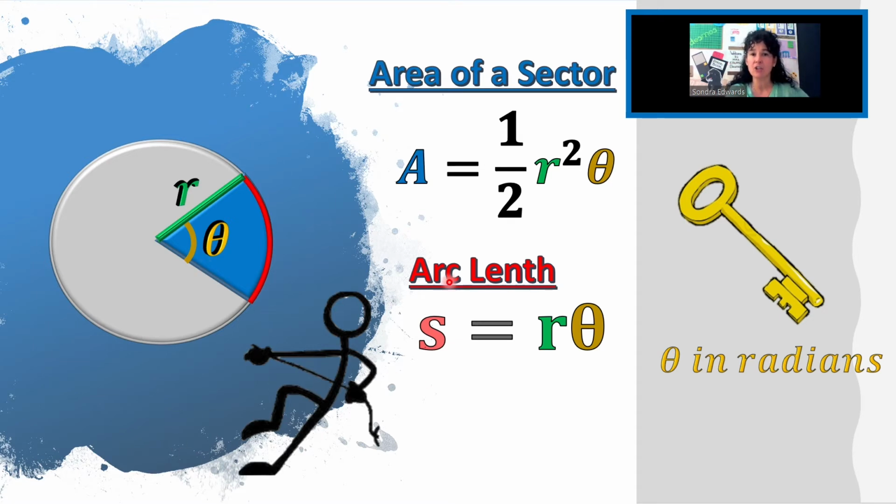Okay, moving on to arc length, the variable S represents the length of the arc. So notice here in red, I have an arc, and so S would represent the length of that arc. Again, R for radius and theta for the angle measure. I think most of those variables are pretty self-evident.